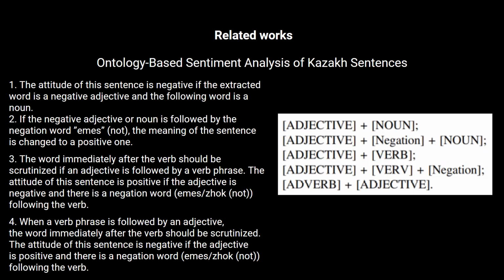So if you're going to talk about the third one, the word immediately after the verb should be, like, if an adjective is followed by a verb phrase, the attitude of the sentence is positive if the adjective is negative and there is a negation word, followed by the verb. So next one, a verb phrase is followed by an adjective, so the word immediately after the verb should be the other way around. So the attitude of the sentence is negative if the adjective is positive and there is a negation word.